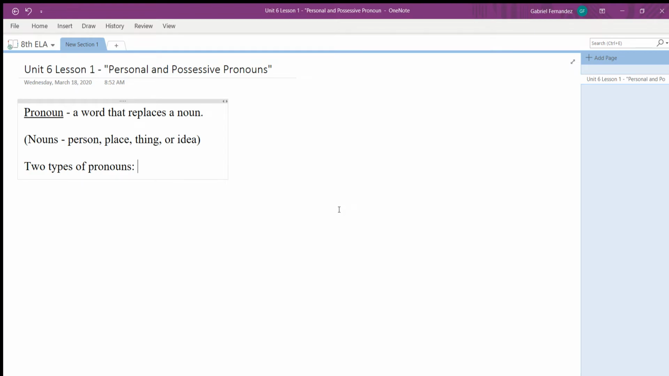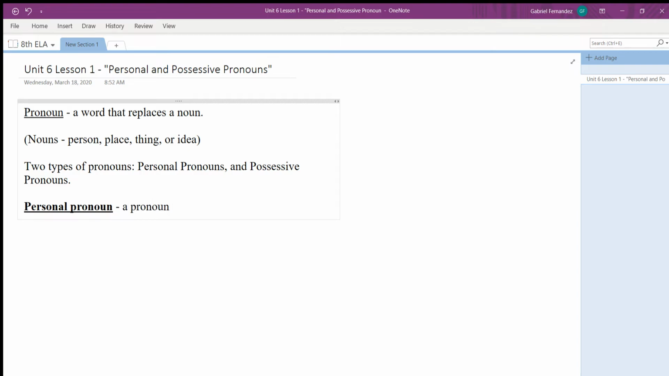Those two types of pronouns include personal pronouns and possessive pronouns. Personal pronouns. A personal pronoun is a pronoun such as they and them that replaces the name or names of a particular noun.